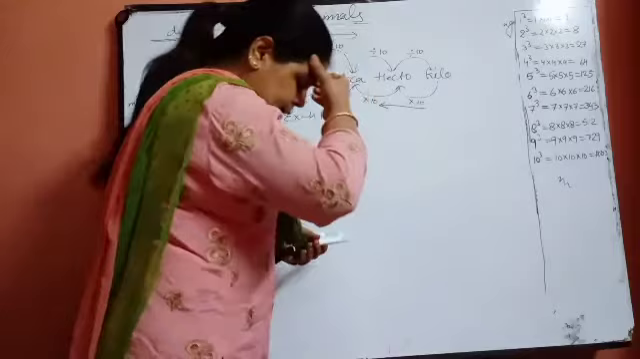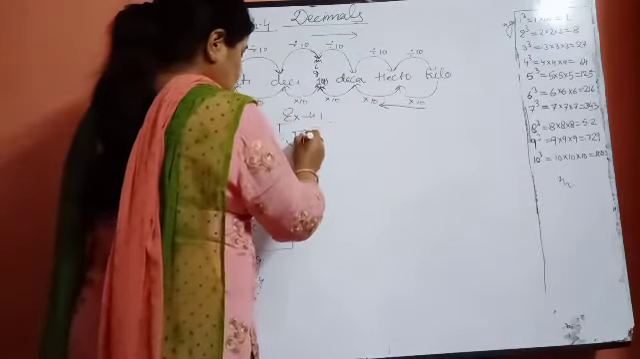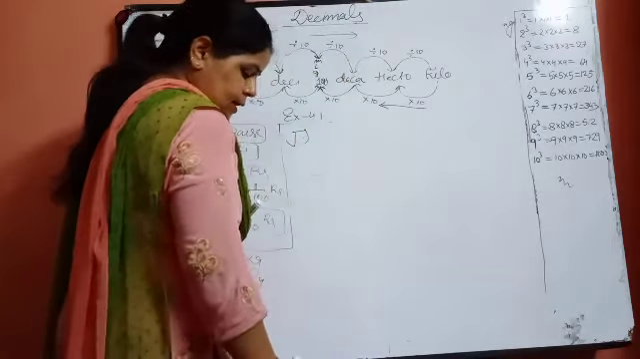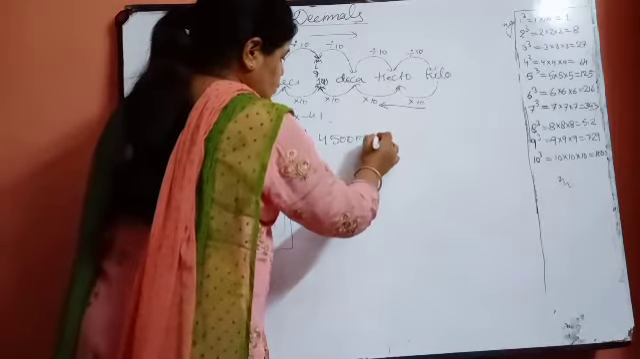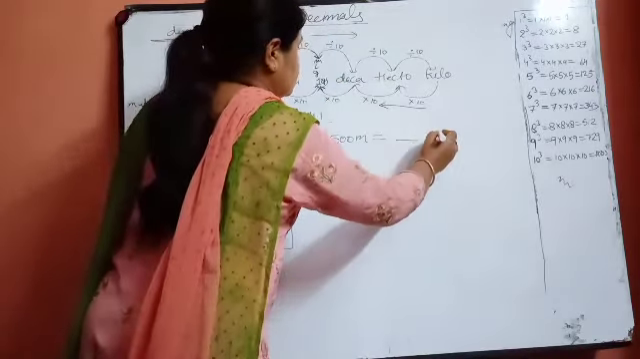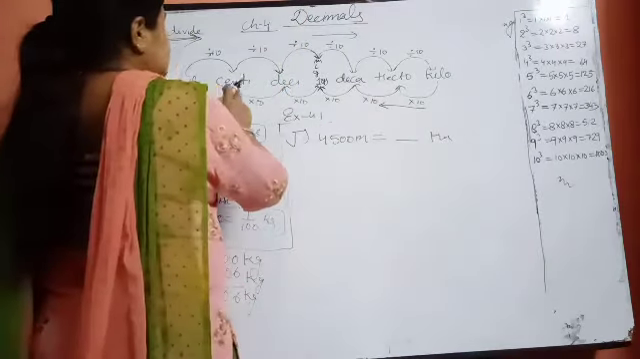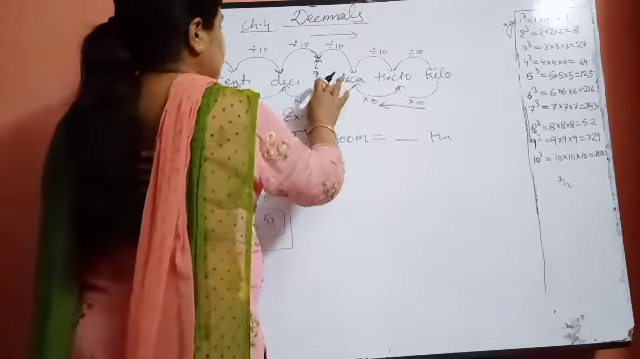See that J part. Okay, what is J part? 4500 meter is equal to dash kilometer. You can see that meter: milli, centi, deci, 1. 1 means meter. This time we can write here meter.